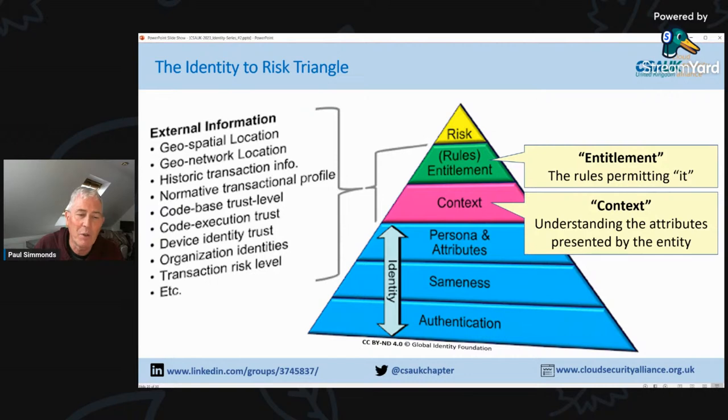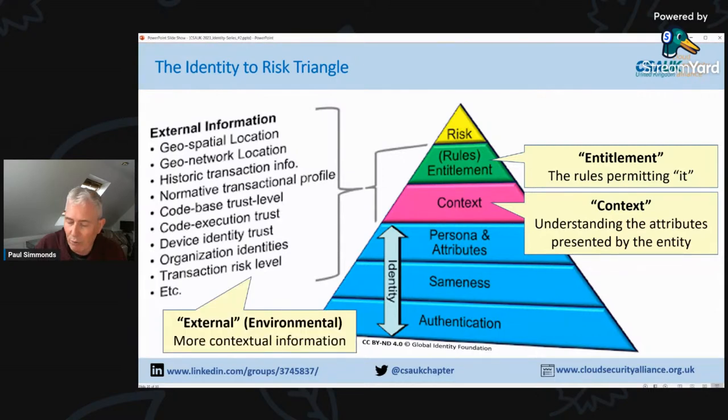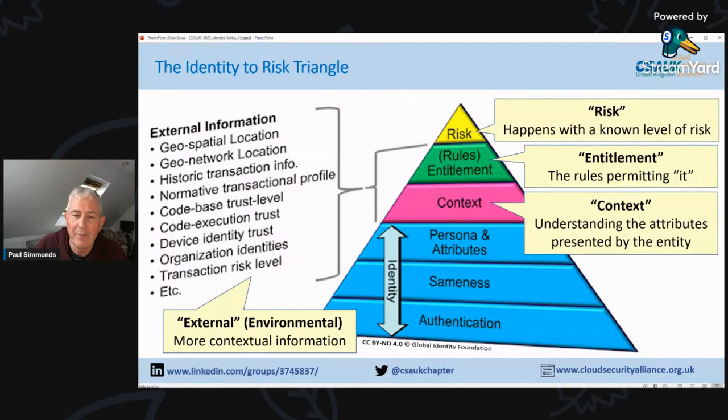Do we trust them? Is this what they normally do? Et cetera, et cetera. There's a bunch of external information we're going to feed into the context and the entitlement rules, and that allows us to derive risk. It happens with a known level of risk. So if we match the entitlement rules and feed in the external environmental information, we can do it, and it's a known level of risk. It's not risk-free, never is, but we know what the risk is.